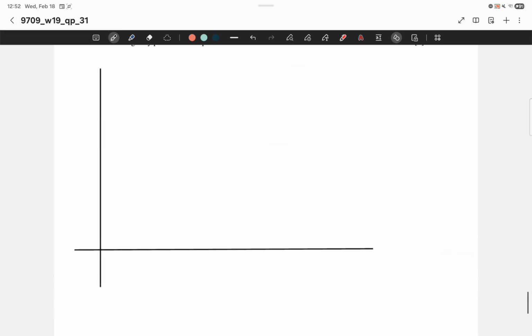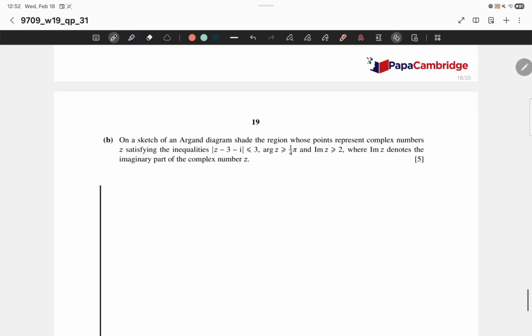At least fine, right? So the thing is, it is actually |z minus 3 minus i| is less than... I don't remember what it was. It was something like this. Sorry.